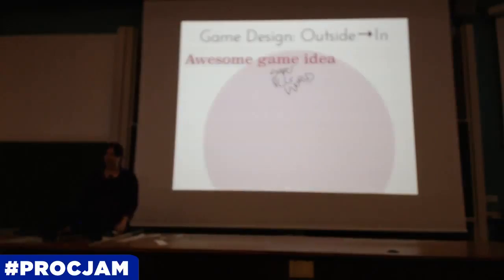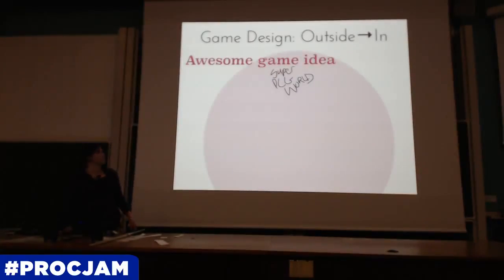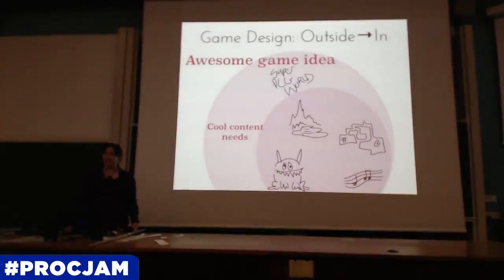So a lot of times when we design a game for PCG, we design it from the outside in. We have some sort of super awesome game idea. So this is my game called Super PCG World. It's going to be amazing. It's got some cool content needs, like it needs some terrain, and some dungeons, and some cool creatures, and maybe some rad music. And then once you've got all these content needs, you're like, OK, well, now what am I going to actually make those with? How do I make all these things that I just said I was going to make?